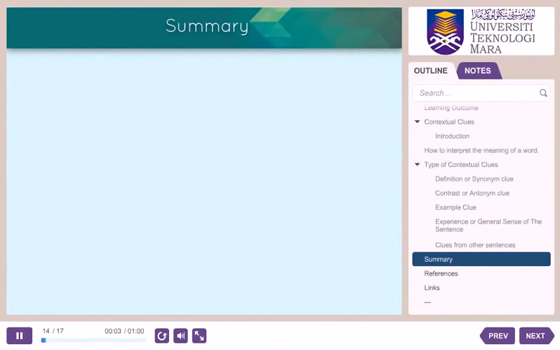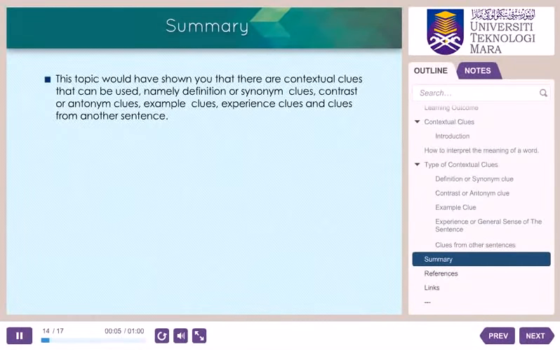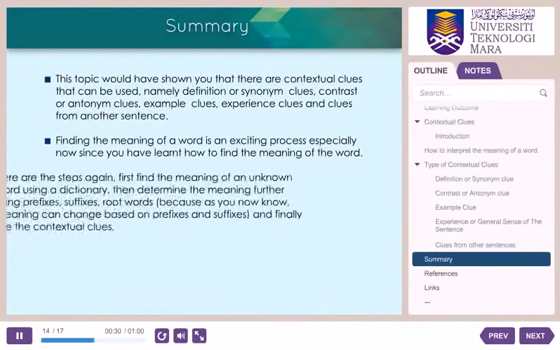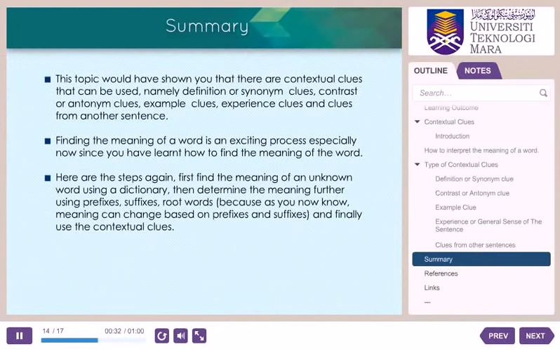Summary. This topic would have shown you that there are contextual clues that can be used, namely definition clue, contrast clue, example clue, experience clue, and clues from another sentence. Finding the meaning of a word is an exciting process, especially now since you have learned how to find the meaning of the word. Here are the steps again.